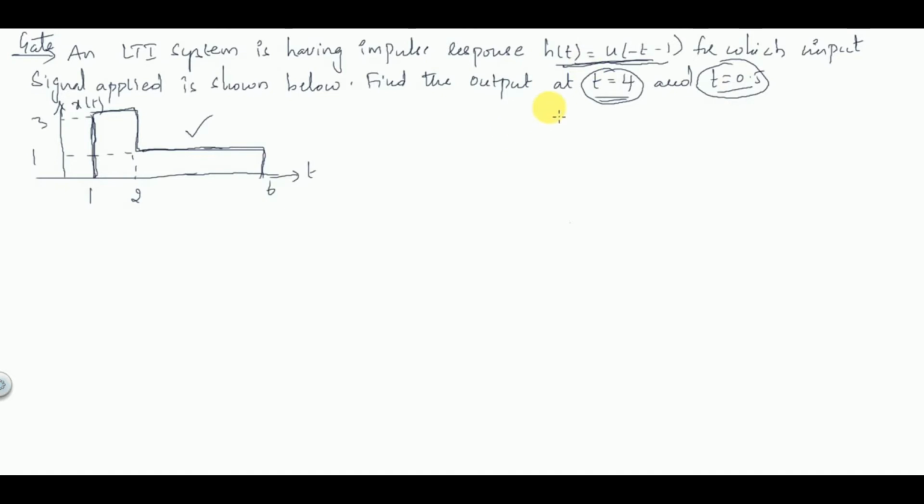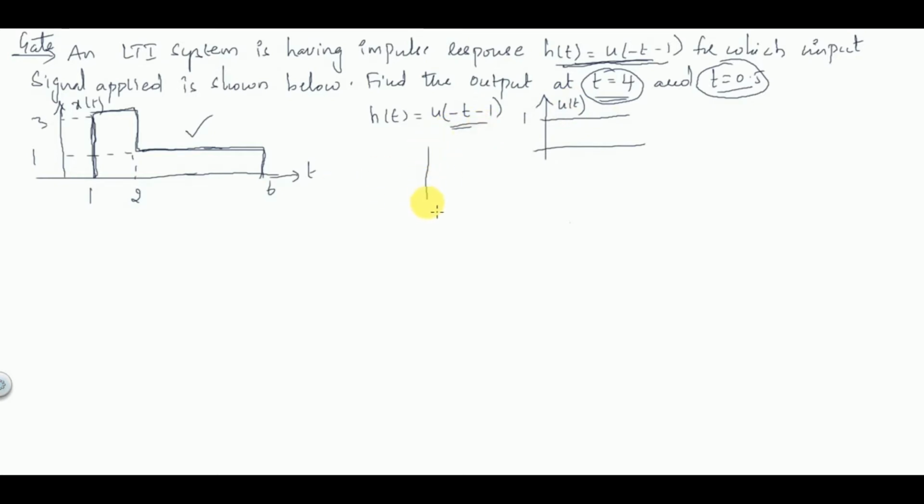Anyhow, in order to find y of t, we have to graph two graphs, that is x of t and h of t. The x of t graph is already given, so now we have to graph h of t. What is h of t given? h of t is equal to u of minus t minus 1. What is u of t? We know u of t is this one, but we need to find u of minus t minus 1.